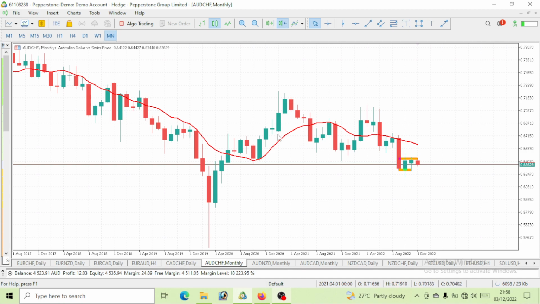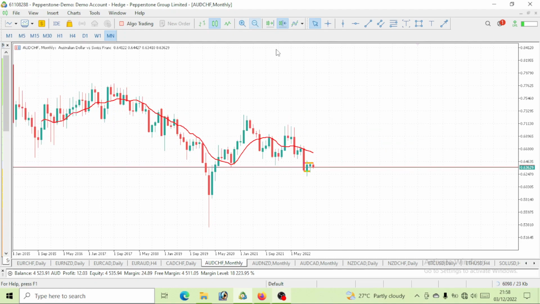Secondly, I've included this moving average, which is a 10-period moving average. Those of you that trade this moving average all know that once the price is below the 10-period moving average, then you have to sell. But once it is above this moving average, you have to go long, right? But clearly, we can see that this price is below the 10-period moving average. That is to tell you that we have to sell on AUD Swiss franc for this week.